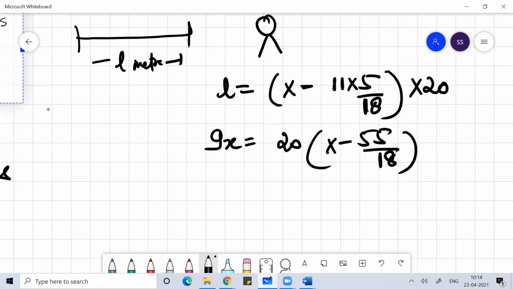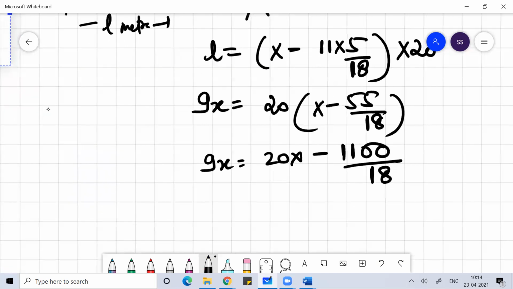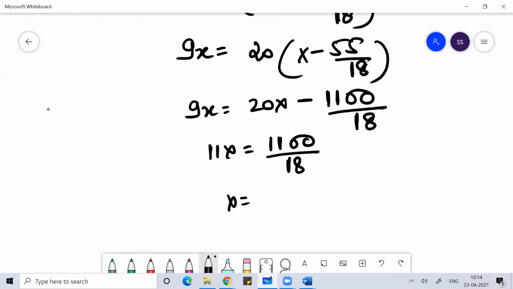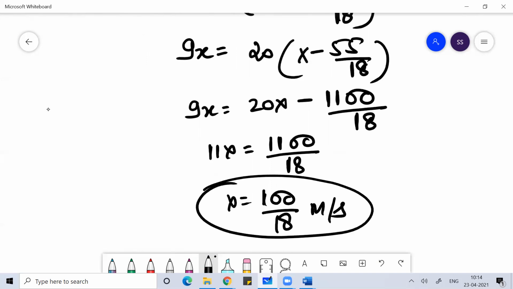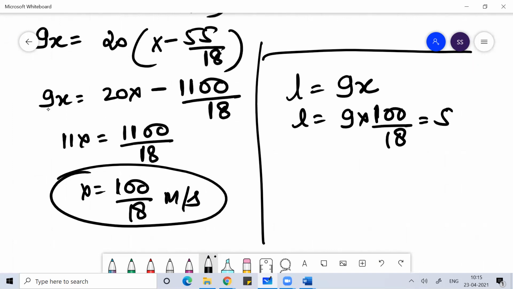I can solve this. So 9x is equal to 20x minus 1100 by 18. I can write 11x equal to 1100 by 18. So you'll get the value of x is equal to 100 by 18 meter per second. Here in this problem, I need to find the length of the train. So the length of the train is 9x, which is 9 into 100 by 18.